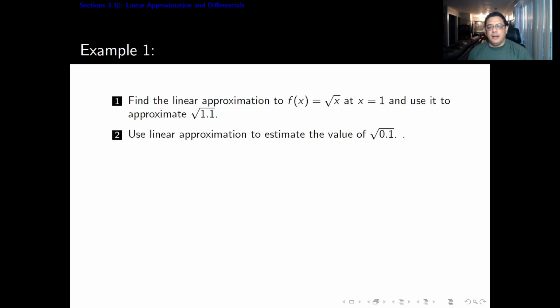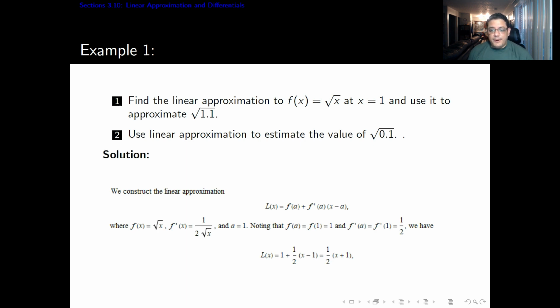Now let's see an example of how we can put this into play. Let's first find the linear approximation to f of x equals the square root of x at x equals 1, and use it to approximate the square root of 1.1. Then later, let's see what happens if we do the approximation at 0.1. First, we construct the linear approximation. We have this definition, and we need to find out what A is. Of course, because x equals 1, we call A equal to 1.